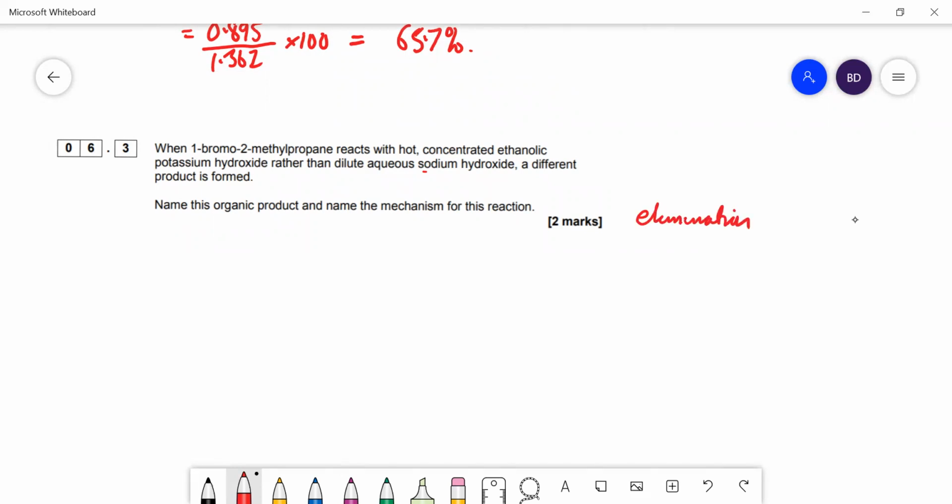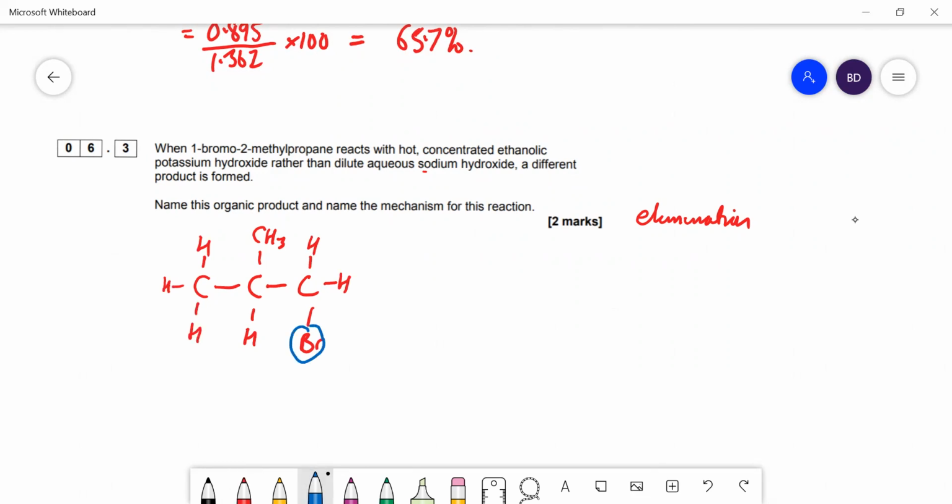Right, let's draw the starting material, which is 1-bromo-2-methyl-propane. So we've got a CH3 there. We've got a bromine on the first carbon. Right, now in elimination, you remove the halogen atom and a hydrogen from a carbon next door. We've only got one carbon next door, this one here. So we'll remove that hydrogen. So we're going to end up with a double bond there. So if I just rub that out now, that is the product we're going to get.